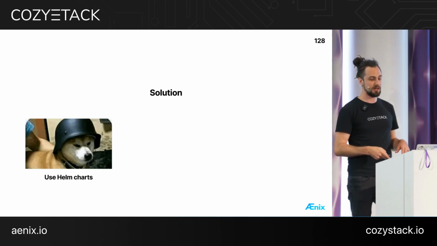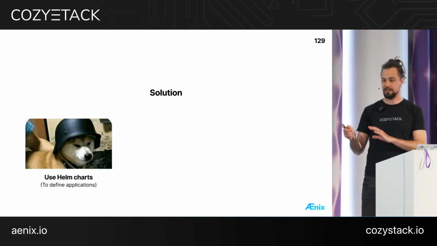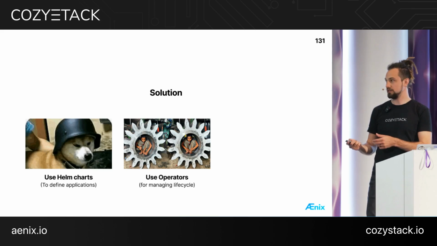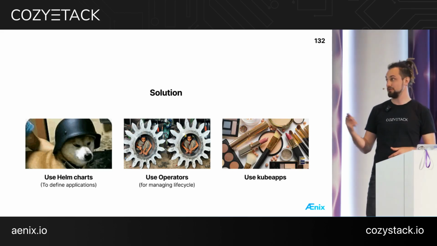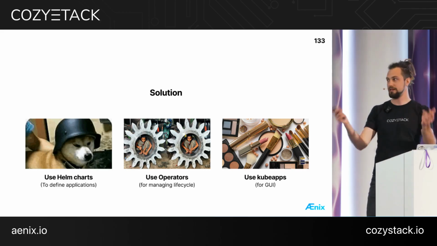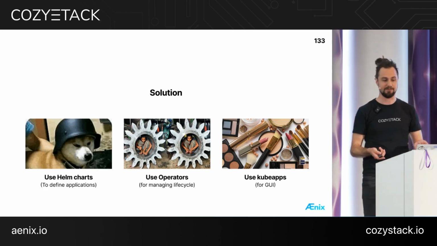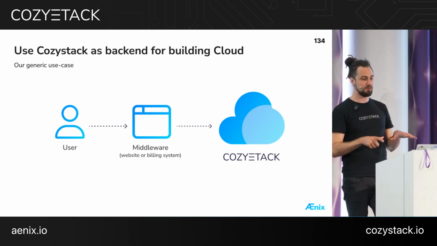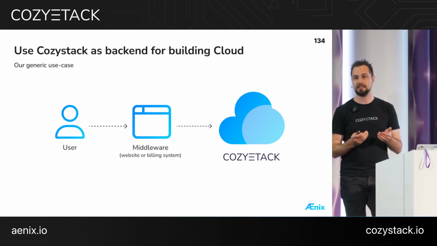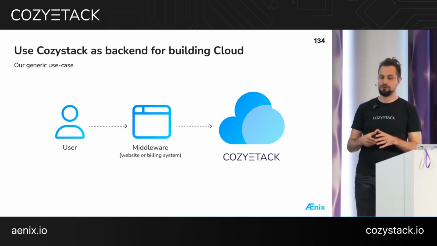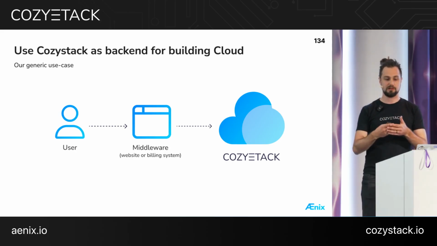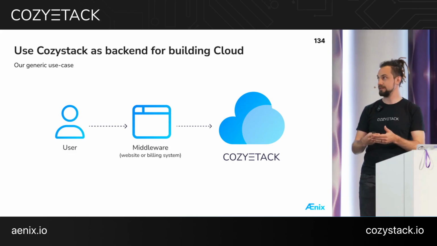So finally, we decided to use Helm charts to define applications, use operators to manage the application lifecycle, and use KubeApps. Our dashboard is based on the KubeApps project for rendering and showing the UI. That was working really fine because our generic case is some internet service provider who uses Cozystack to provide a ready backend for their services.